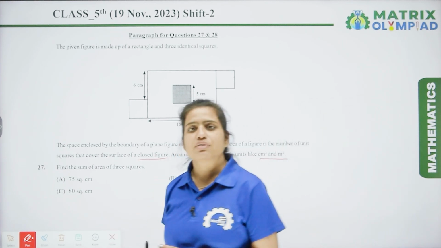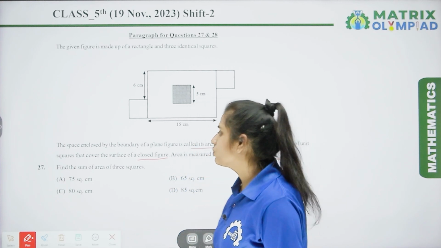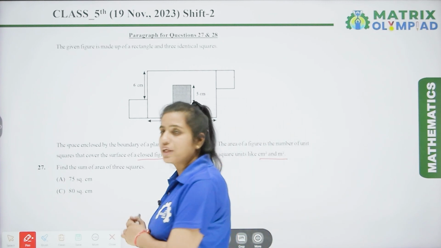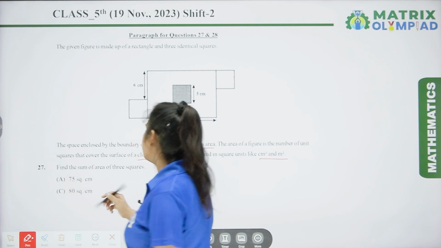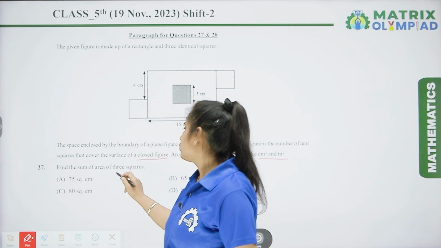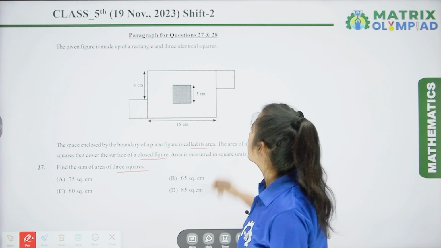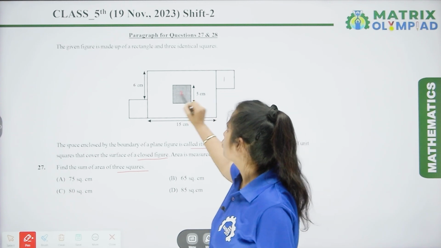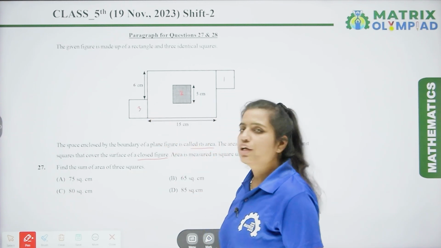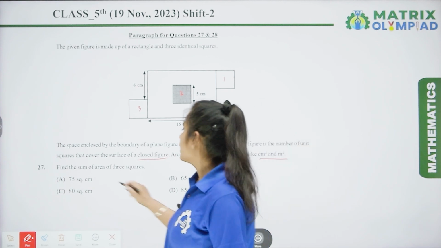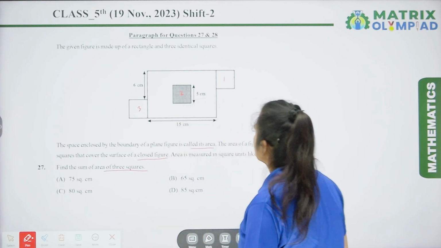Now using this information we have to solve the question, that is 27. Now find the sum of area of 3 squares. So here we have 3 squares, 1, 2 and 3. So here let's find out the area of these 3 squares.